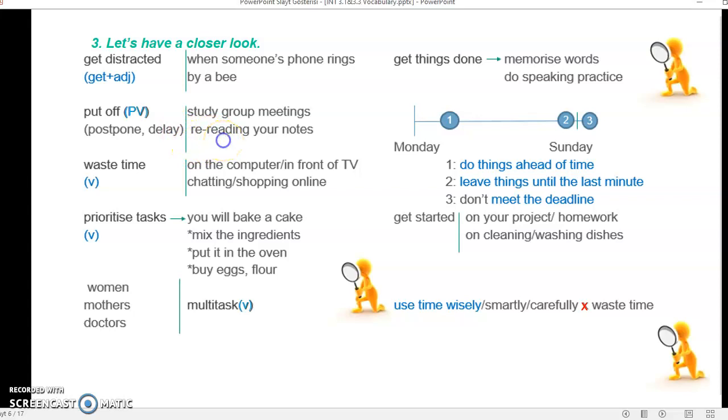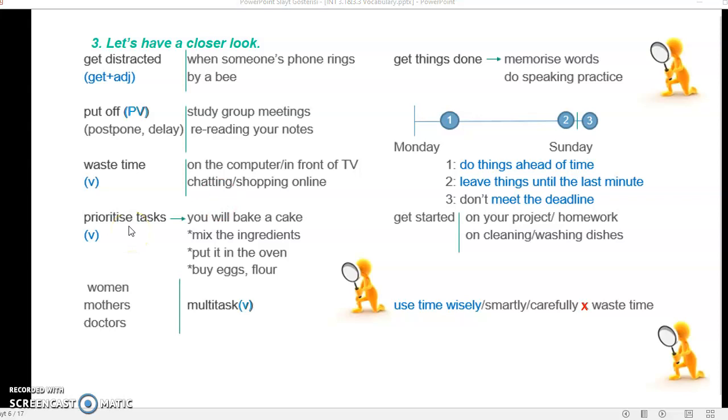And wasting time, generally, you guys waste your time on the computer or in front of TV. So you do some things that are not really important. For example, you have an exam, but you chat with your friends. So you waste time chatting with your friends or shopping online.